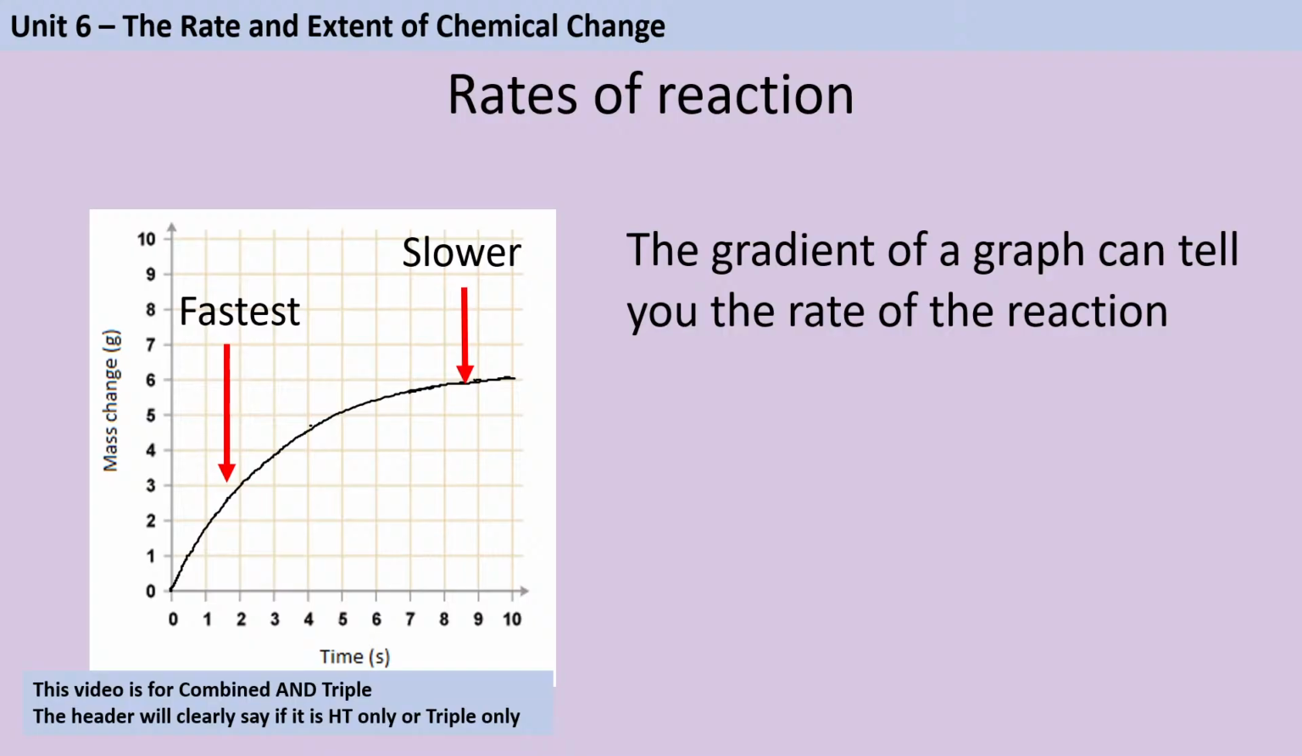So here we can say that my reaction is going faster at the start, which is what we expect. Basically every reaction you meet at GCSE is going to go faster at the start because there are more reactants available, and then gradually as time has gone on it's slowed down.